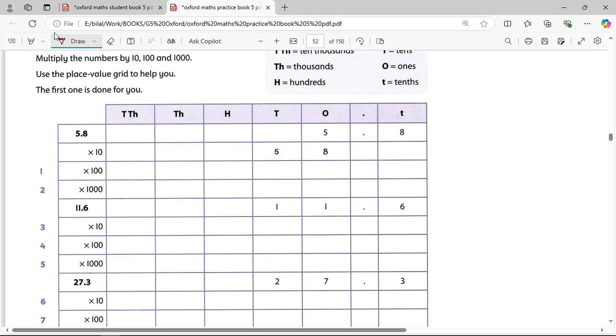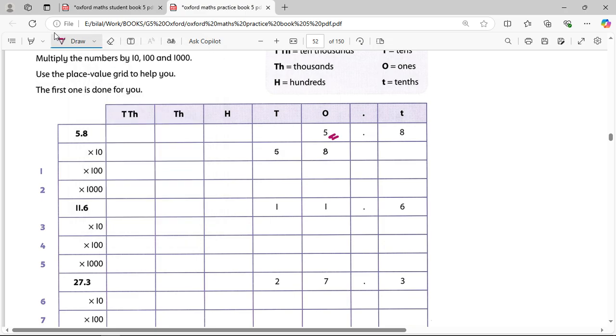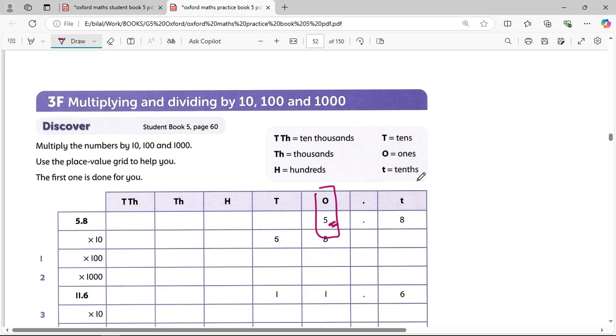Now we have 5.8. So 5 is considered as ones. 8 is called tenth, not tens. The tens are before the decimal. After the decimal, there are no ones. But after the decimal, there's tenth, as you can see it's written even here. So we have here tens and tenth.